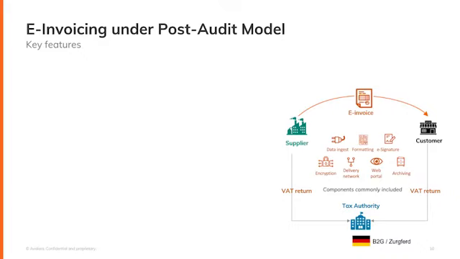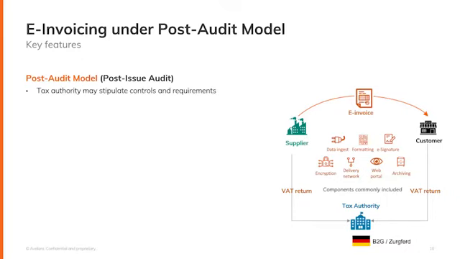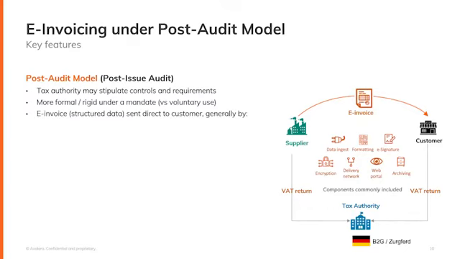So what does e-invoicing look like under the post-audit model? What are the key features? Well, it's very similar to paper invoicing, but the difference is tax authorities may stipulate certain controls or requirements around the e-invoice that is shared with the counterparty, with the customer. So where there's a mandate, these tend to be more formal, more rigid, but where a country allows e-invoicing on a voluntary basis, there is generally more discretion around the business controls that can be used.